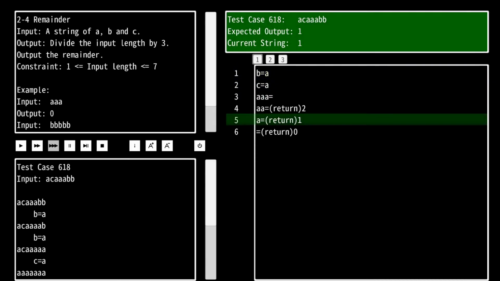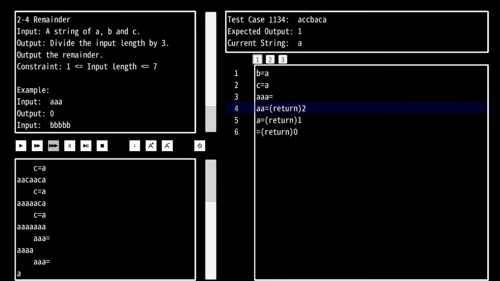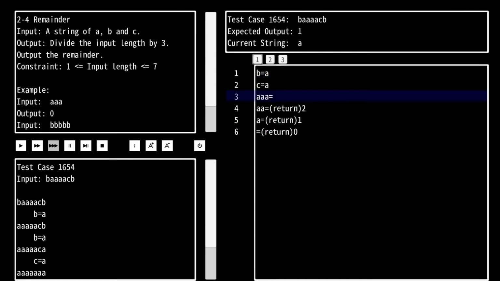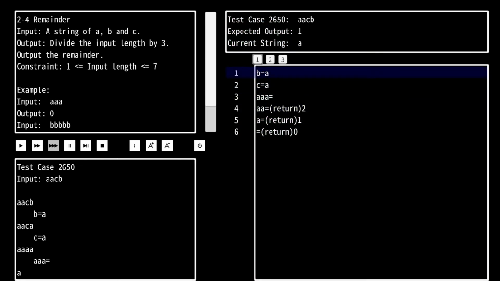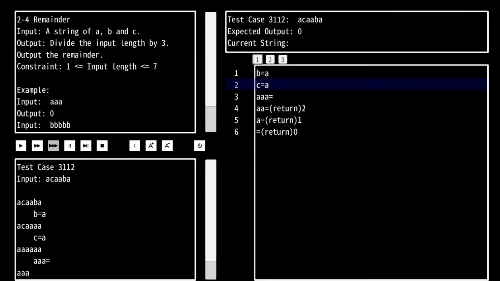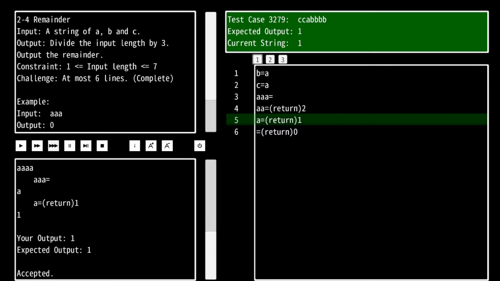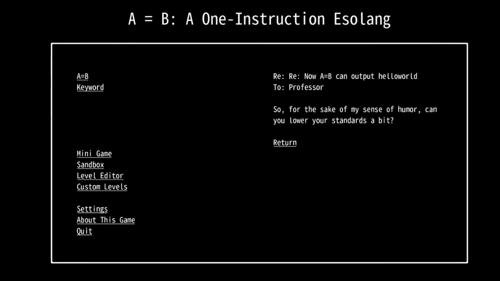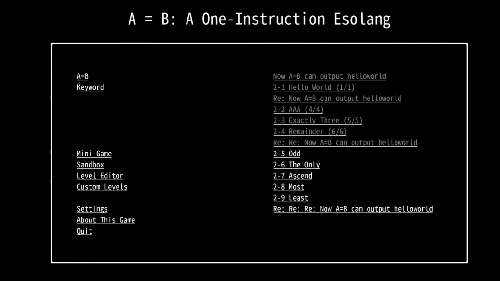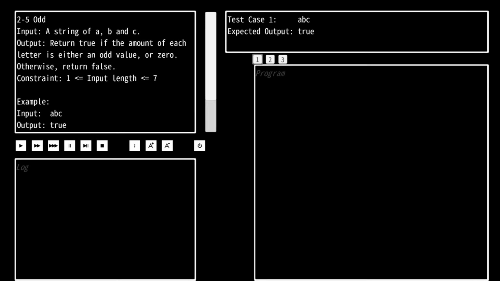All right. I mean, this is all pretty straightforward. I'm sure you guys could figure this out as well, right? Like, oh my god, there's so many test cases. Oh my god. For the sake of my sense of humor, can you lower your standards a bit? All right.